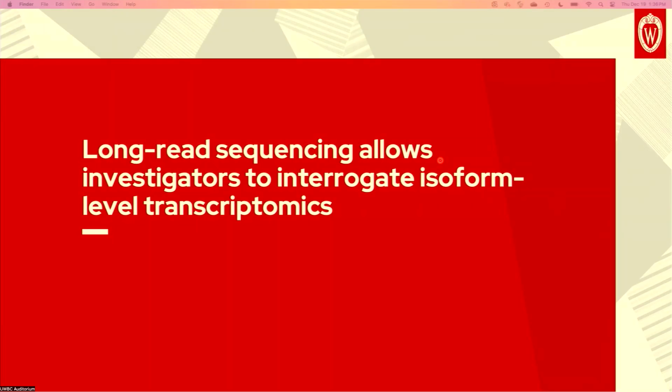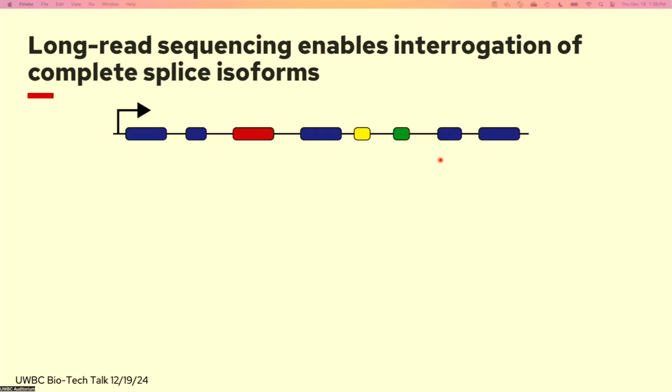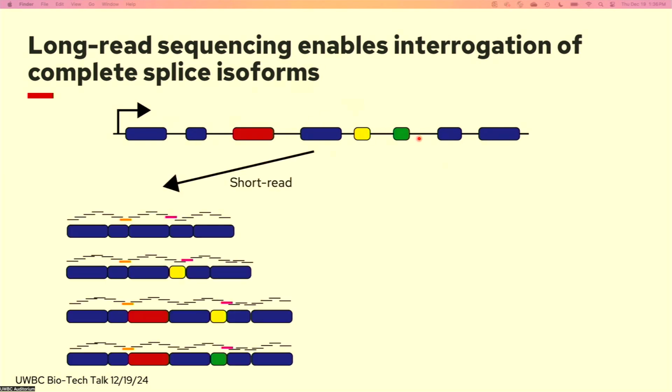So long-read sequencing allows us to interrogate isoform level transcriptomics in a way that short-read sequencing could not before. So we're going to go back to our fake gene, where the blue exons are the canonical exons, the ones that we anticipate to be spliced together, while these different colors represent alternatively spliced exons. In short-read sequencing, we can generate reads that cover across the entire transcript, but they're not linked.